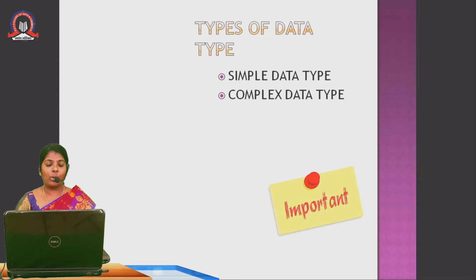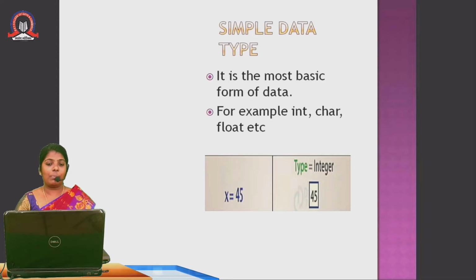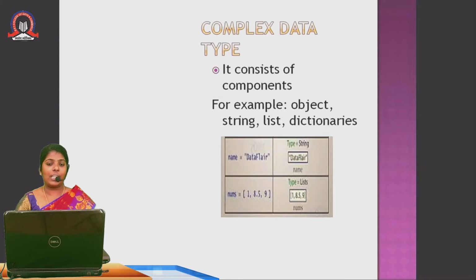It is a very important concept. In simple data type, for example, int, char, float, etc. It is a basic form of data. For example, integer, okay, that is integer. The number we can declare in the form of integer. Next, complex data type consists of components. For example, object, string, list, dictionaries. Here we can see string, that is a data type. Then list. In the list you can declare numbers in the list data type.